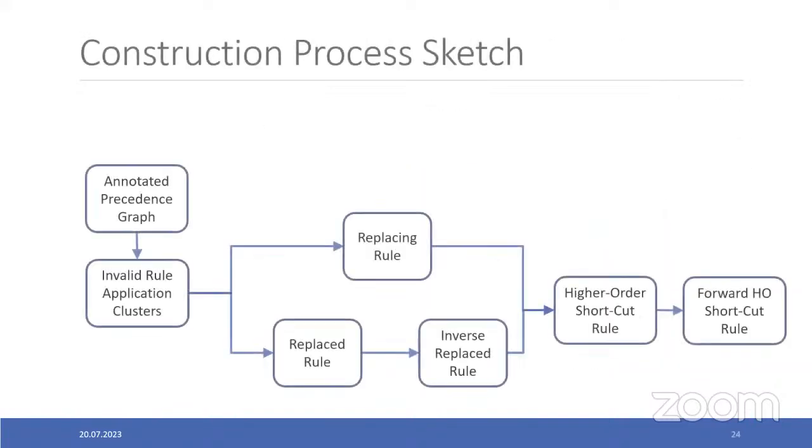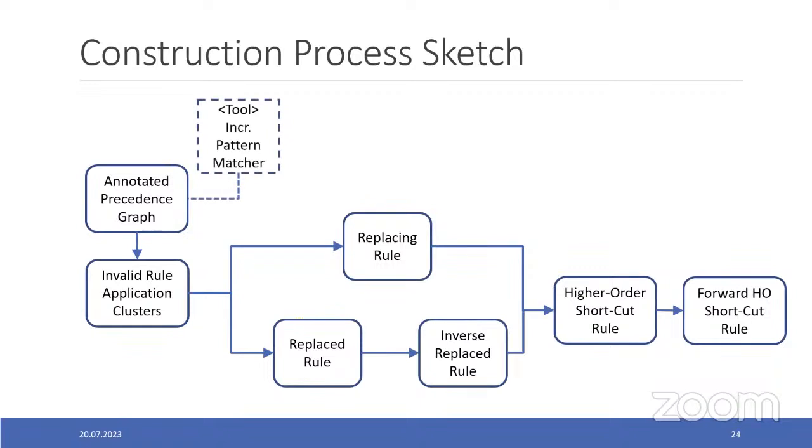I just want to wrap it up. So what's the construction process, or at least in the sketch? You always start with your annotated precedence graph, and we obtain this one by using incremental pattern matching, where we basically detect all these locations where you can apply some sort of TG rule, and also we can detect inconsistencies. So if you change something, we can detect these inconsistencies and match them to the match that you had before. And you traverse this precedence graph, you try to find clusters of inconsistencies, and then you create your replacing rule and your replaced rule to create a higher order shortcut rule.